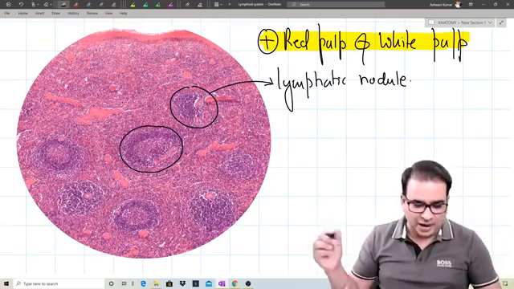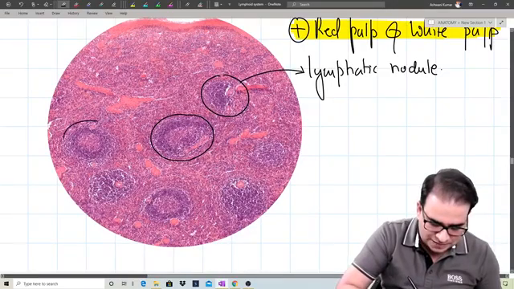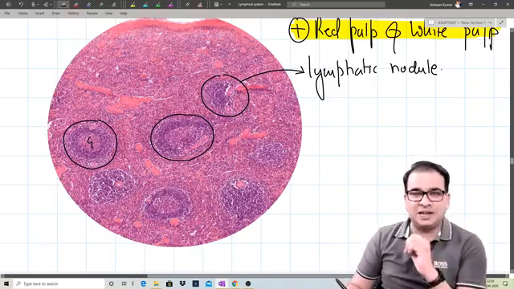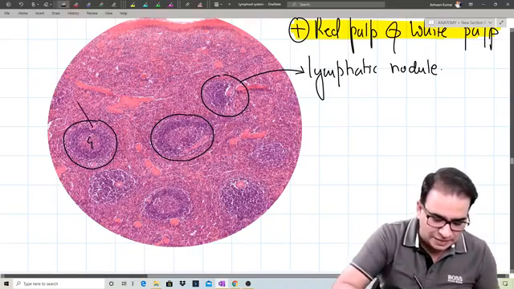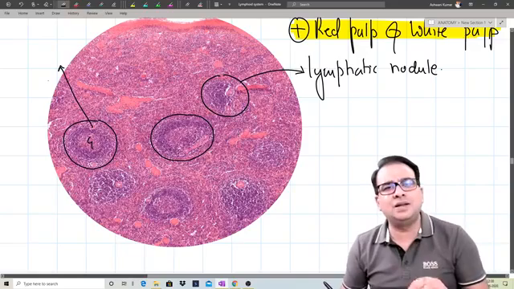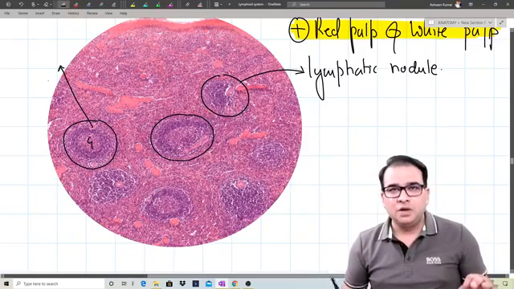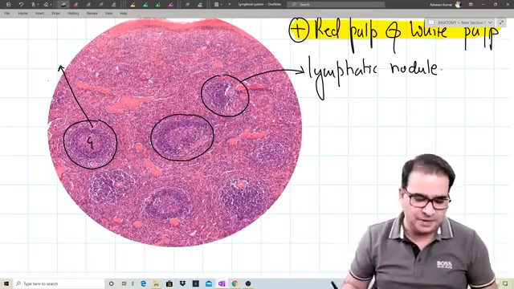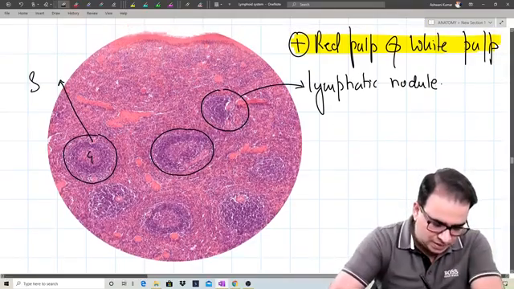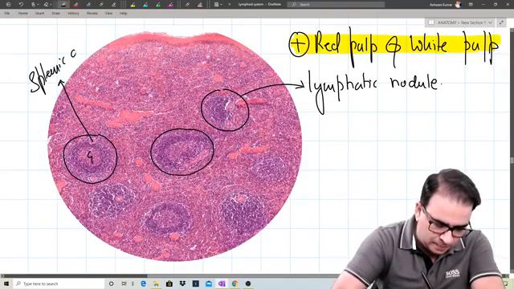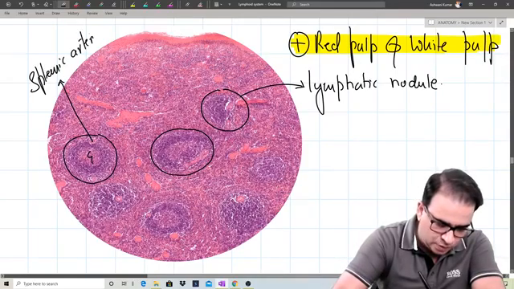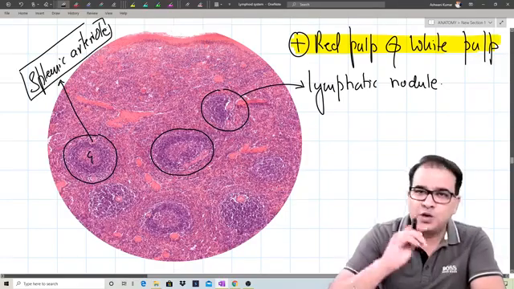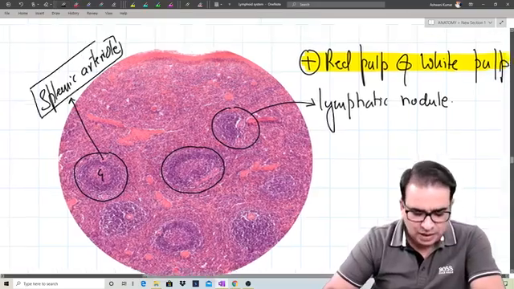If I take the example of this one, this is the one which is having a germinal center. This lymphatic nodule is having a germinal center. So the blood vessel is not in the center, it is more toward the periphery, but we still call it the central splenic arteriole, which is actually eccentric in position because of the proliferation, which has shifted it toward the side. So this here is the splenic arteriole.